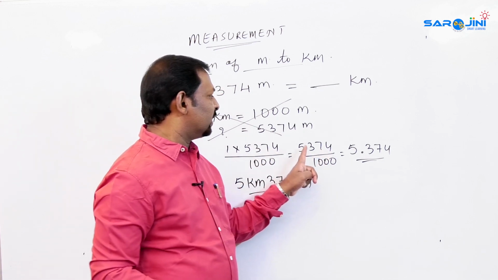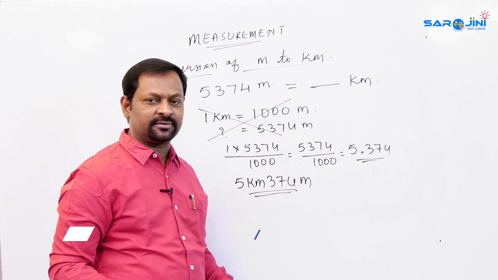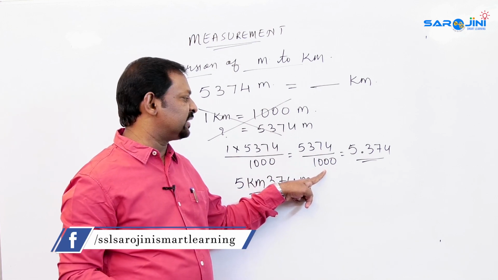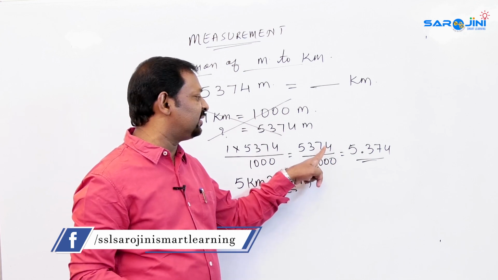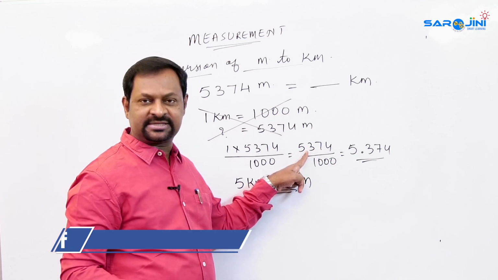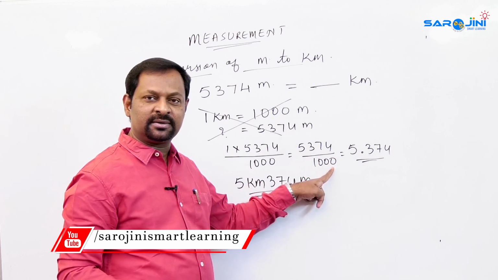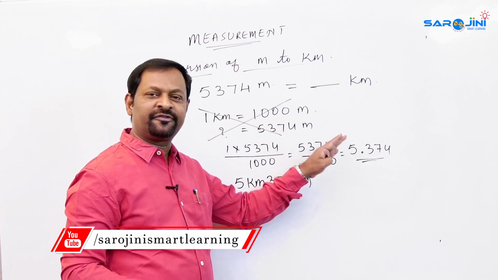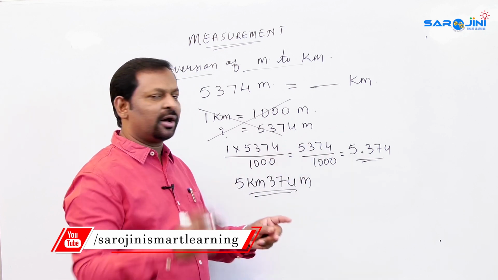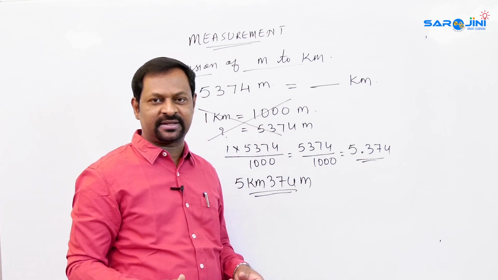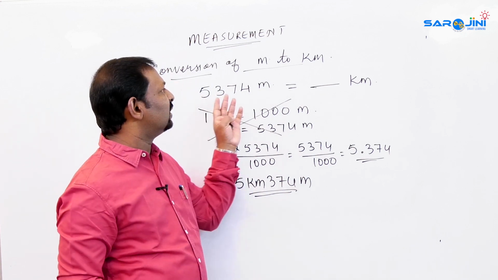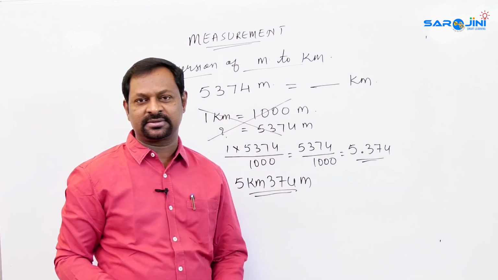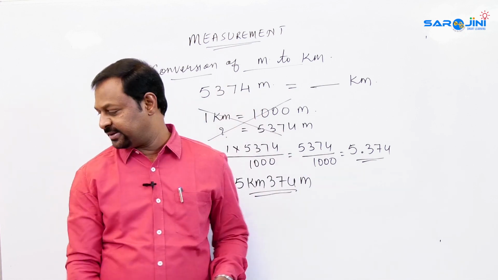So how did I get 5.374 is the question. We divided by 1,000. 1,000 in the sense 3 zeros. So before 3 digits, we have to put a decimal point. If it is 10, before 1 digit, you can put a decimal point. If it is 2 zeros, before 2 digits. In that way, we can calculate, or the division process is a lengthy process for that one. Okay. So whatever the number given in meters, you can convert into kilometers. The thing is, you have to divide it.